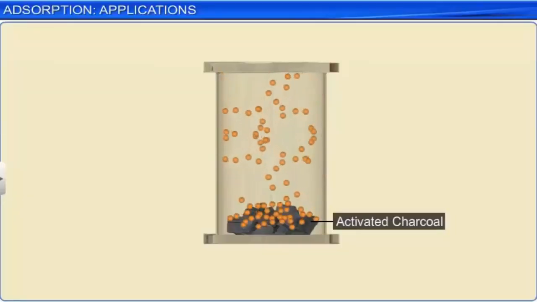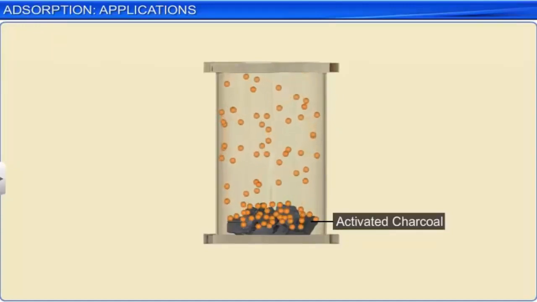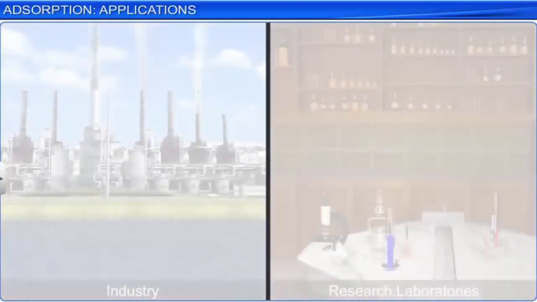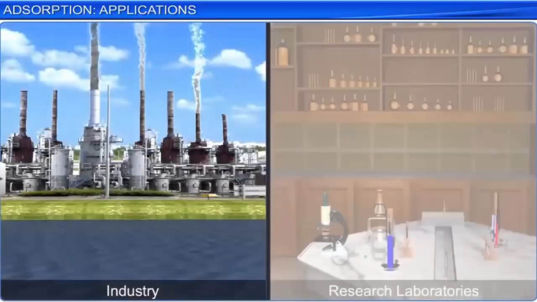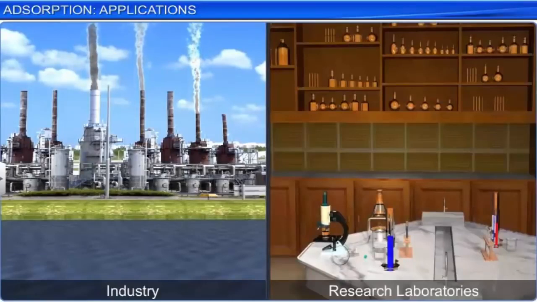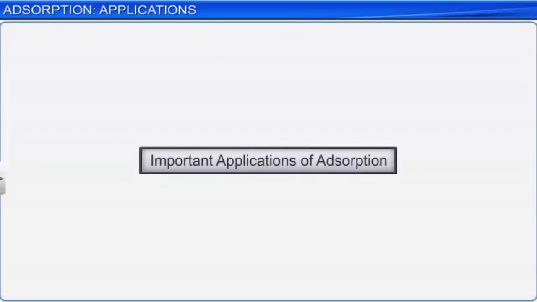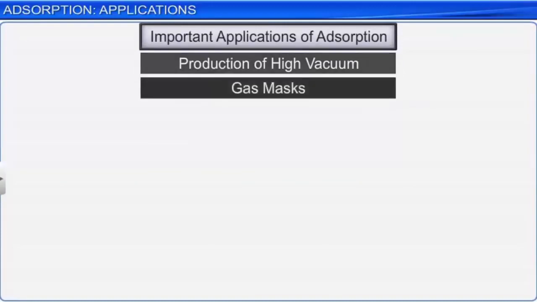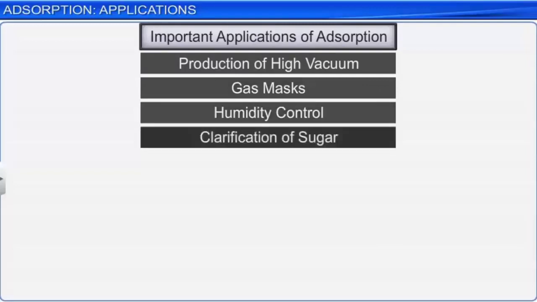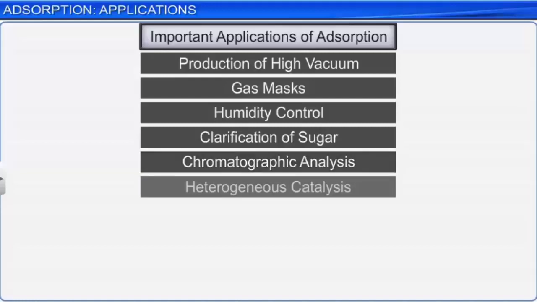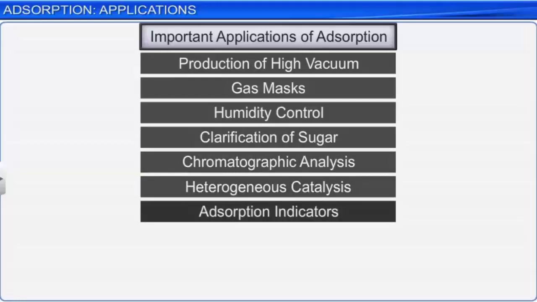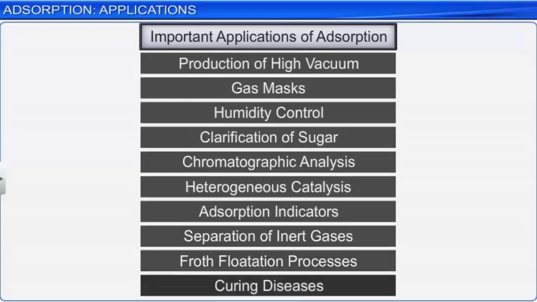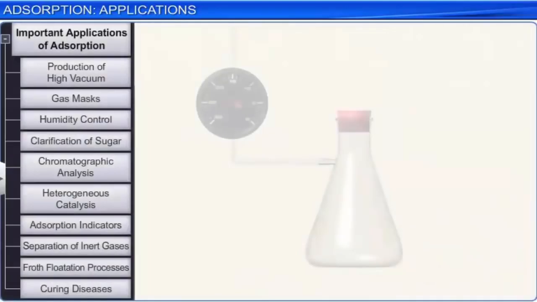Adsorption plays an important role in all phenomena and processes where surface properties are essential. The phenomenon of adsorption finds very extensive applications in industry, research laboratories, and in everyday life. Some important applications of adsorption are production of high vacuum, gas masks, humidity control, clarification of sugar, chromatographic analysis, heterogeneous catalysis, adsorption indicators, separation of inert gases, froth flotation processes, and curing diseases. Let us discuss these applications one by one.